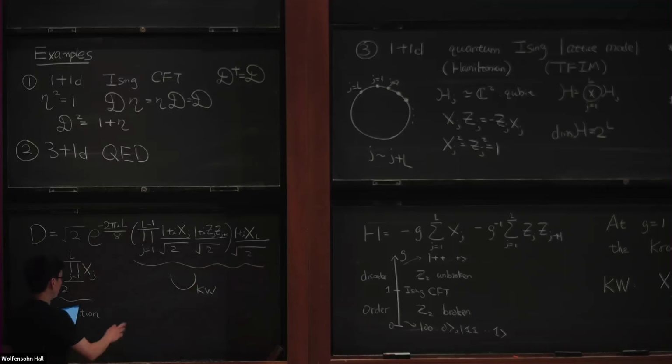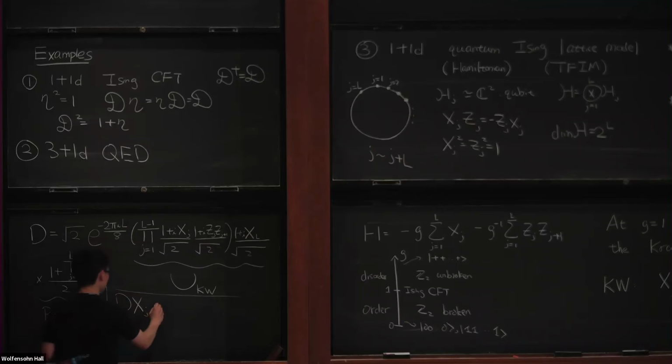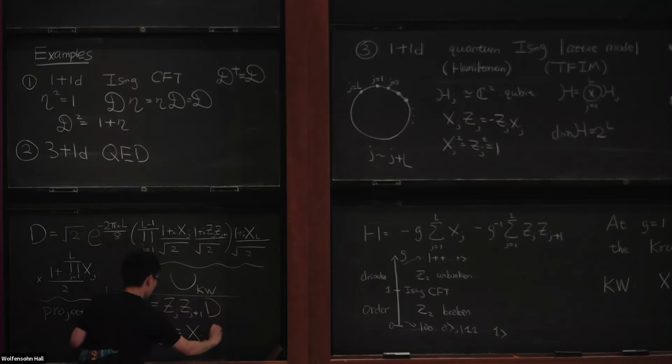So the claim of this operator is that it satisfies the requirements we asked for on the other blackboard in the following sense. When I multiply D with xj on the right, it equals zj plus 1 times D. And similarly, when I multiply D with zj plus 1, that equals xj plus 1 times D.